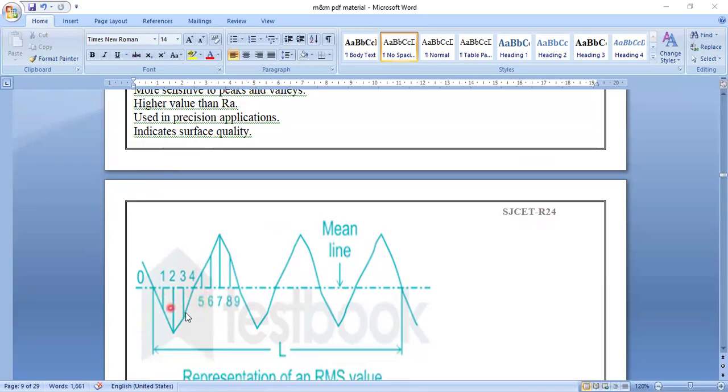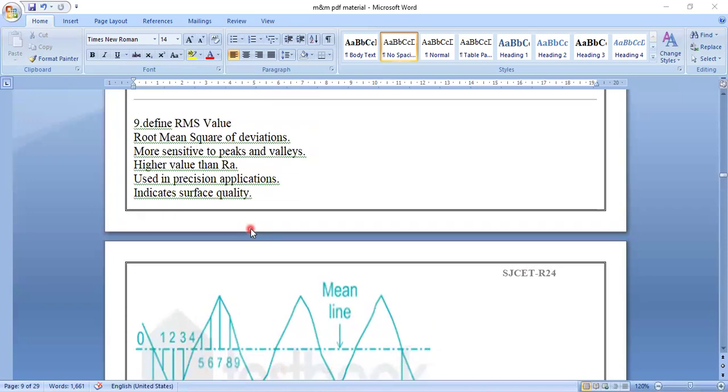So this is the root mean square of the deviation. You will take all of it. This is a peak and this is a valley. A peak means height and a valley means down. All the peaks are taken: 3 peaks and 4 valleys. You have to take the square and the mean.